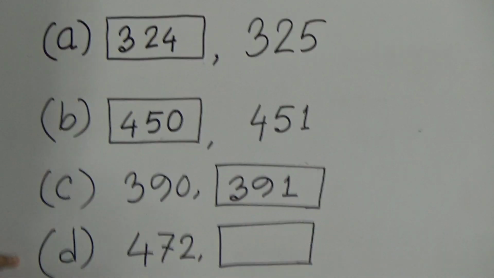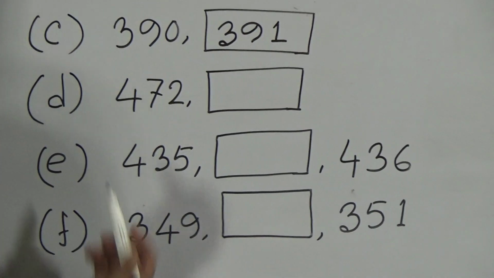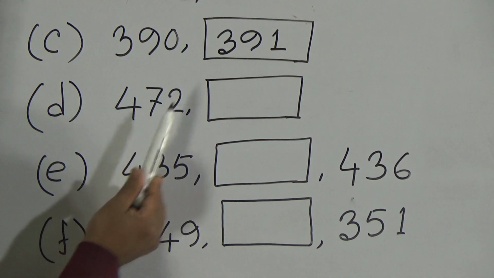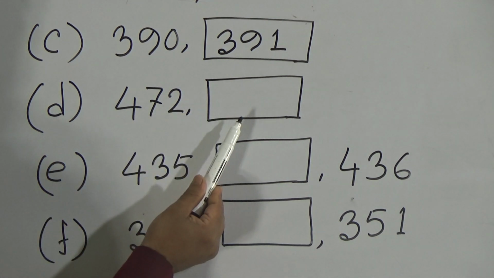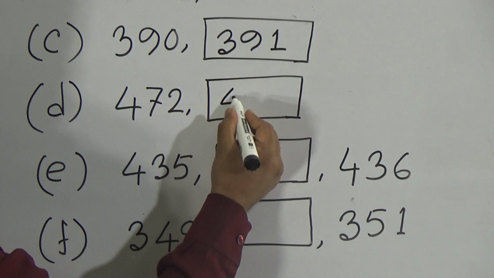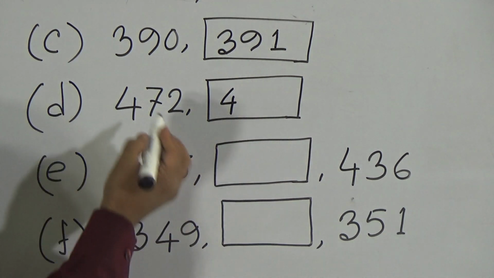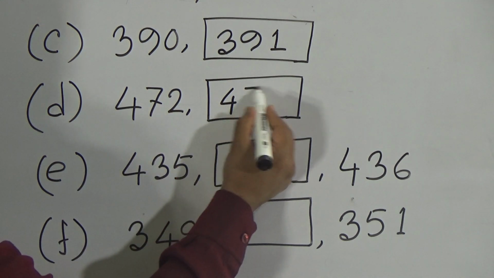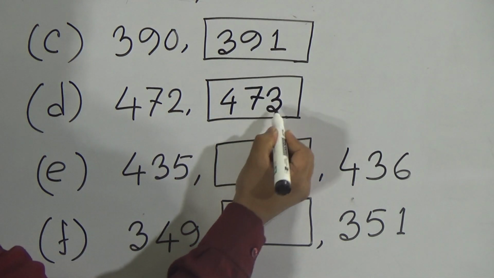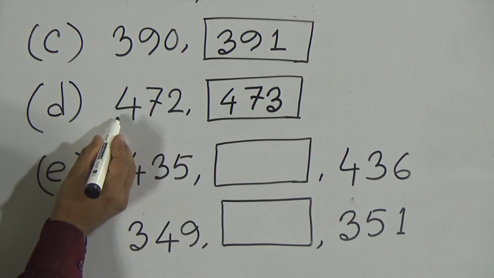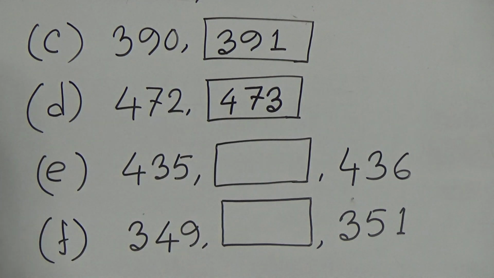It's so easy. Now activity D. The number given is 472. Which number comes after 472? We have to find out. It must be 400 because the given number is in the 400s. Now after 72, which number comes? It's 73. So 473 comes after 472. I think you have understood.